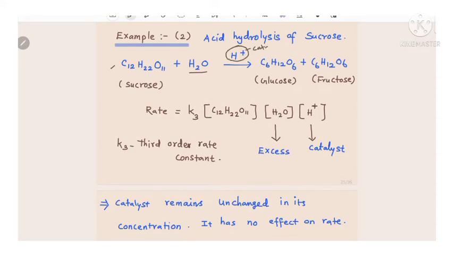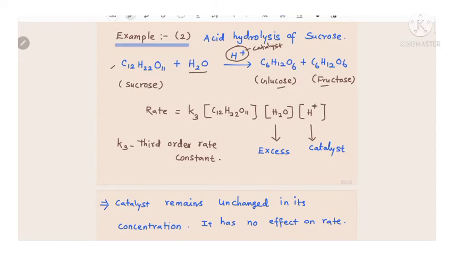This acts as a catalyst. The acid may be either dilute HCl or dilute sulfuric acid. Sucrose, as a result of hydrolysis, gives glucose and fructose. Both have the same molecular formula, C6H12O6. Now actually here we have three substances.